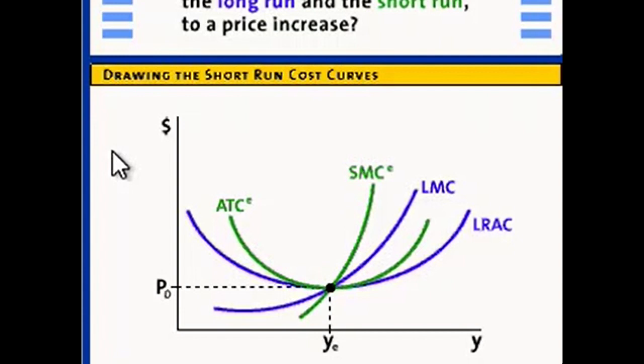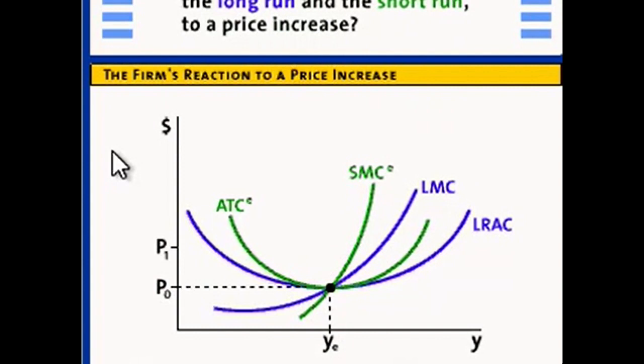Suppose instead of 8 cents per mile, our firm is suddenly able to charge a higher price, maybe due to increased demand for trucking services. If that's the case, then what happens is the firm now faces a higher price for its product. And with a higher price for its product, the firm is going to want to expand its output. Let's figure out now what the firm is going to do in the short run.